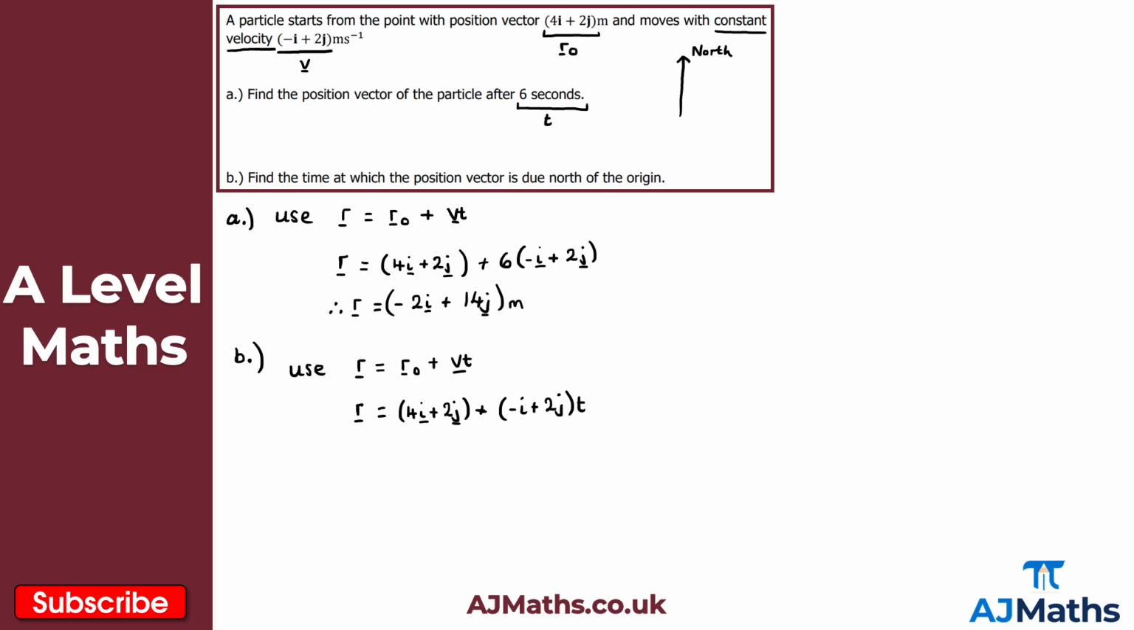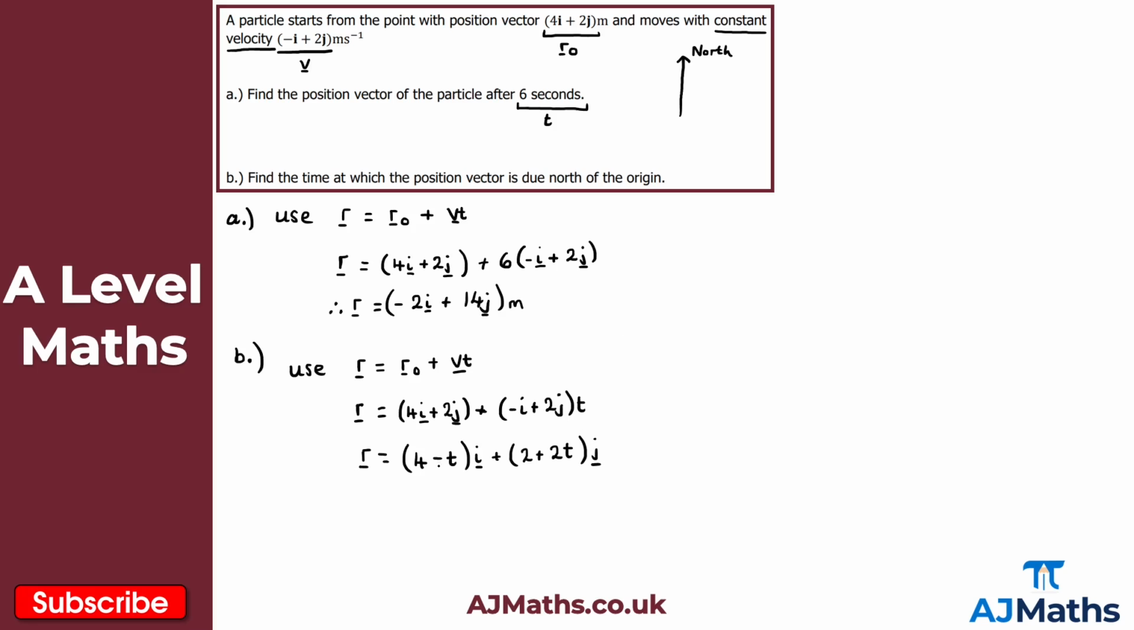Now what I want to do is collect the i components together and the j components together. Once I've done that, I can set the i coefficient equal to 0. So I've got 4i and then minus i times t. In terms of the i component, this is going to be 4 minus t, since it's minus 1 times t. That's my i component. Doing the same for the j component, I've got 2j plus 2j times t, so in this bracket I get 2 plus 2t. That's the j component.